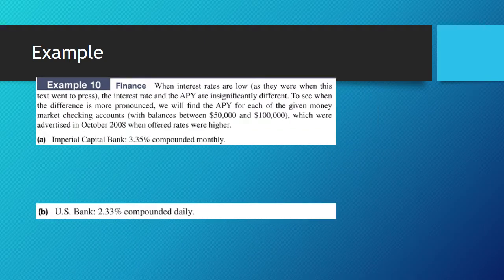Okay, here's another example where we're going to find the annual percentage yield for two different accounts. For A, we have a 3.35% account compounded monthly, and for B, a 2.33% account compounded daily. Pause this recording and find the APY for each of these situations, then resume the recording to check your answers.